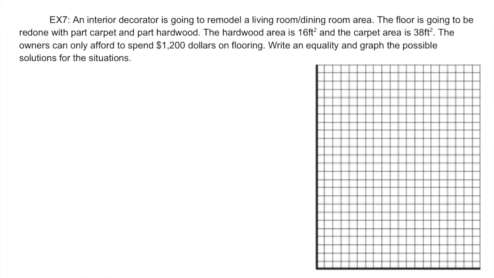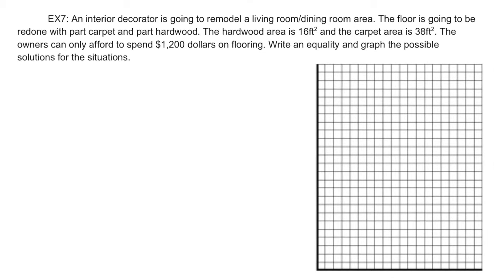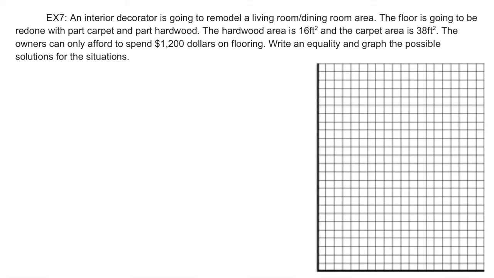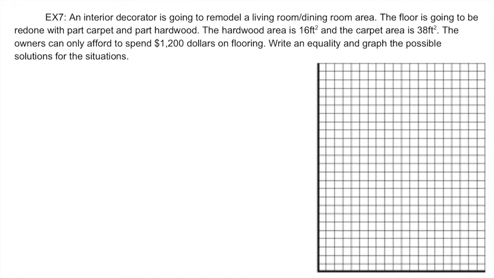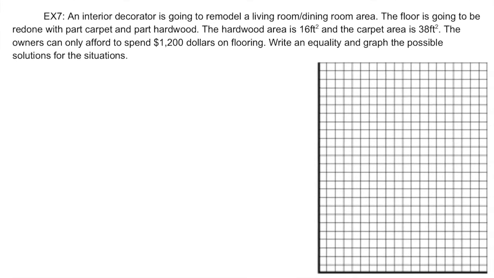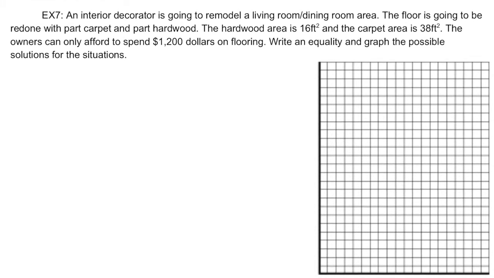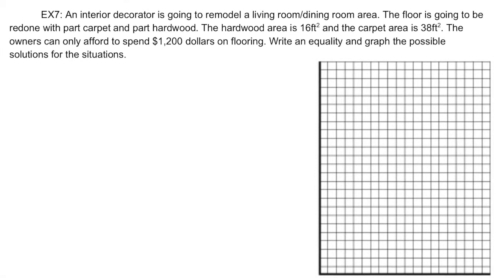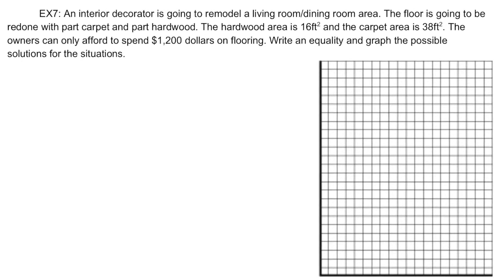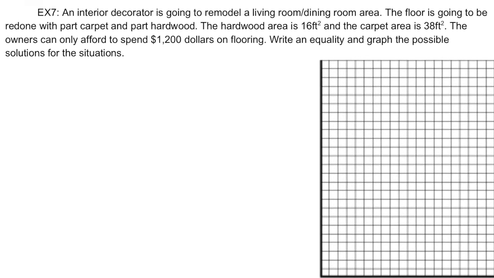So we are only going to write one equation for this. You guys should be pros. You should see that we have two little pieces of information and a big one. We have 16 feet and we have 38 feet squared and a total of $1,200. So we are going to use standard form. This will give us an equation of 16x plus 38y equals 1,200. This equation we will now graph.